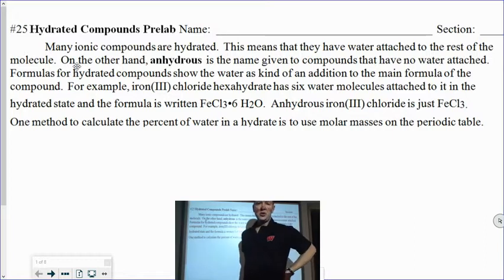Formulas for hydrated compounds show water as a kind of addition to the main formula of the compound. For example, iron 3 chloride hexahydrate has 6 water molecules attached to it in the hydrated state. And the formula is written FeCl3·6H2O. Anhydrous iron 3 chloride is just FeCl3, no water molecules attached to it.